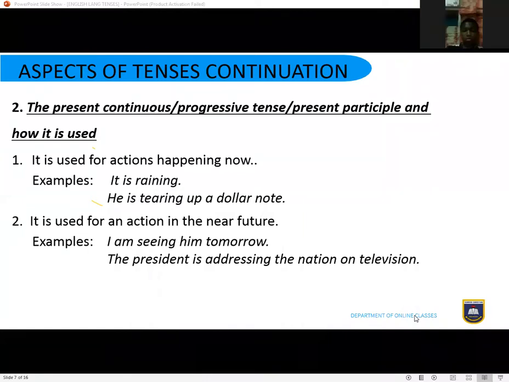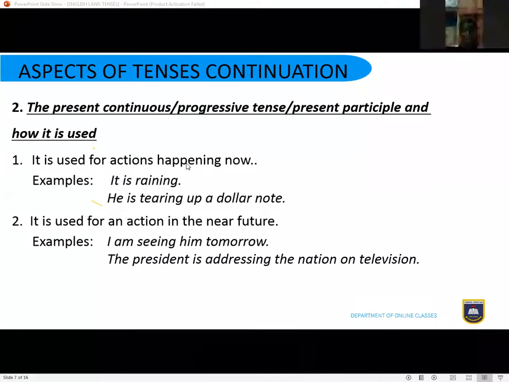Now, the verb here is what? Students, can you mute yourselves? All right. So raining here tells us that the action is taking place now. It has not taken place already. It is in progress.